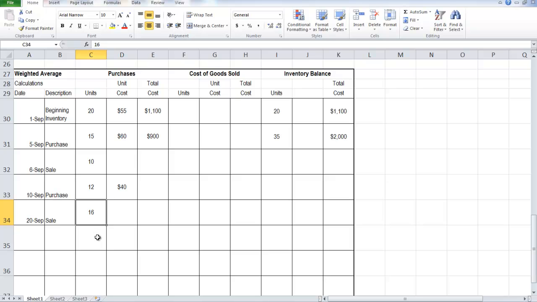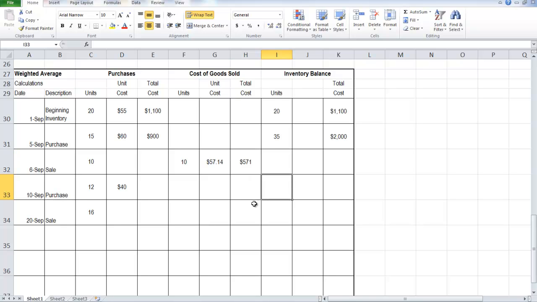So again, we have a sale on September 6th and September 20th. But before we calculate the sale, we need to figure out what is the average cost for each unit. So in this box here, we want to take the grand total of the inventory balance, which was 2,000, and divide that by the total number of units in stock. So we have $57.14. So that's our average cost. So we sold 10 units. So now my cost of goods sold for that first transaction is $571.